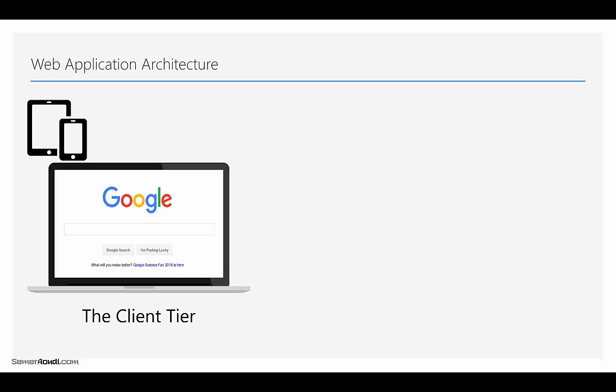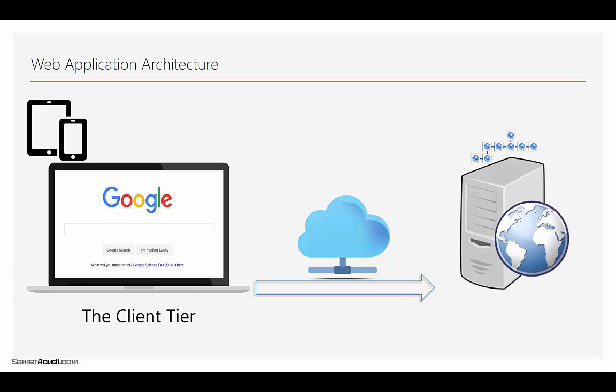So what actually happened is that I send a request via the internet to another computer somewhere in the world. My computer in this scenario, and more specifically my web browser, is the client, and the layer at which my computer and my browser exist in this architecture is called the client tier.